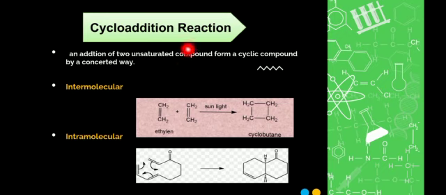Cycloaddition reactions may be of two types, first one is intermolecular and second one is intramolecular. In intermolecular, the reaction takes place between two molecules, then it is called the intermolecular cycloaddition reaction, while if the reaction takes place within the molecule, then it is called the intramolecular cycloaddition reaction.